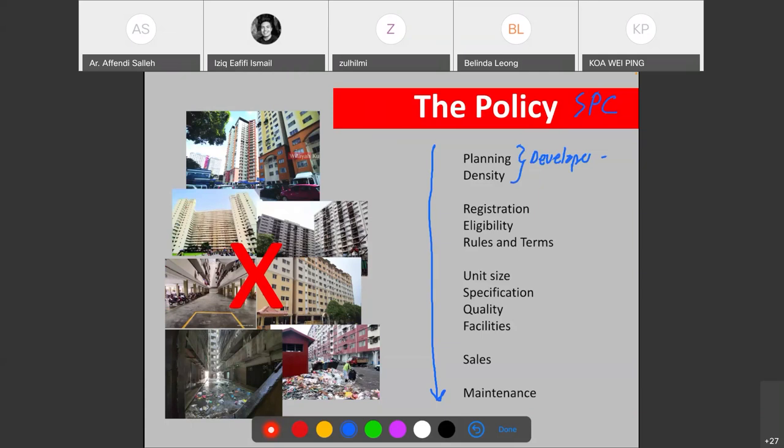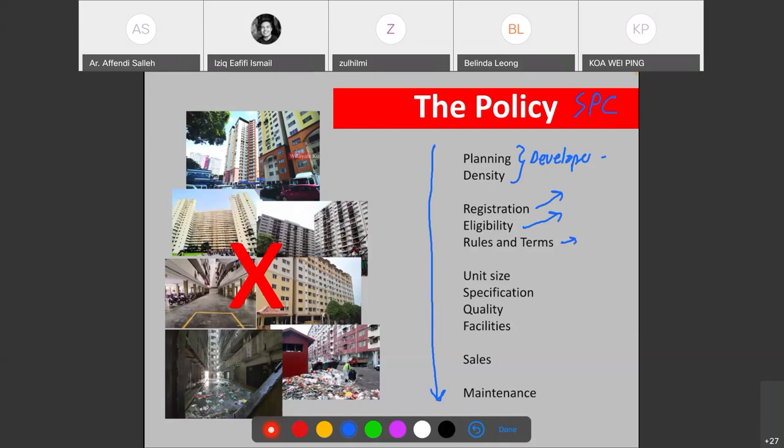The policy also lays out the definition of who can buy affordable homes. This is very important because the government doesn't want the affordable homes becoming speculative property, right? They don't want rich people to buy all those affordable homes and rent them out. They want to curb that practice. So the government defines who can register to buy the affordable homes. What is their eligibility? What are the rules and terms regarding that?